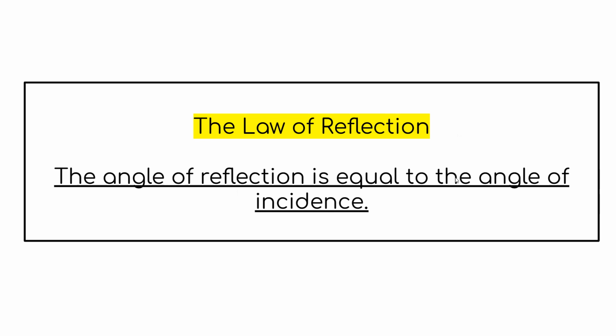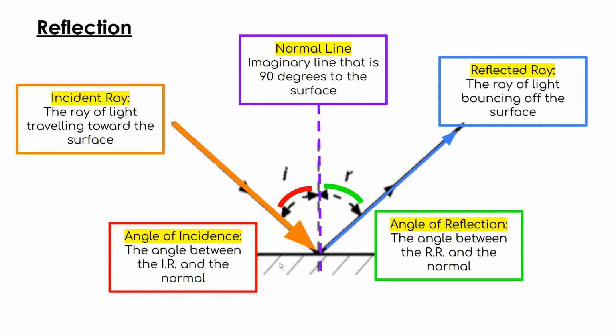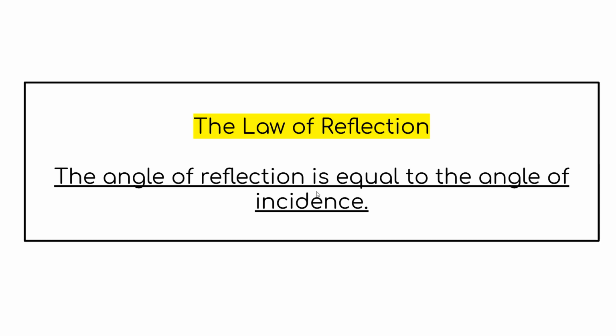So what was the takeaway of that? The takeaway was that the law of reflection states that the angle of reflection is equal to the angle of incidence. So if there's anything that you took away from this, the angle of reflection is equal to the angle of incidence.